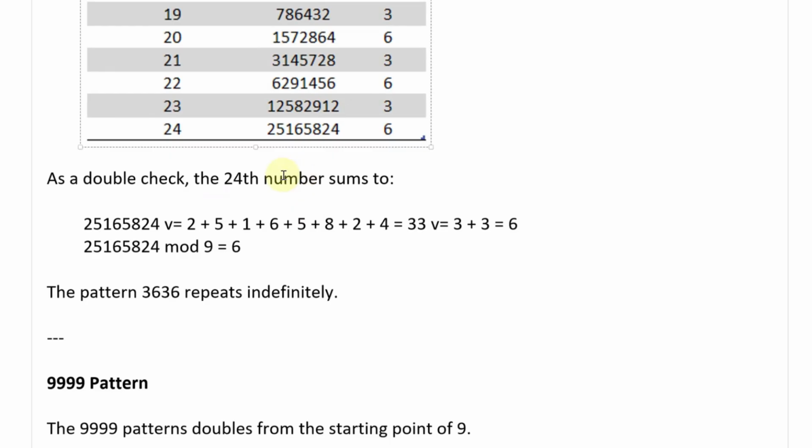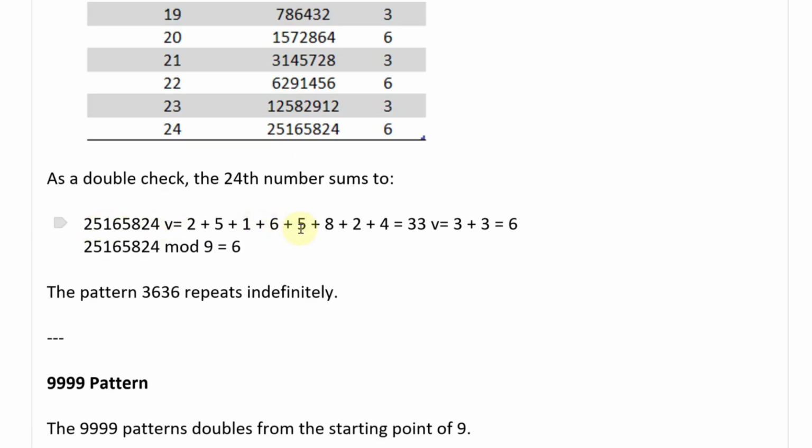And here's a double check of the 24th number, and it sums to, well, you start off. This is multiplying. These are doubling from the 3. So this number here is 251. Let's see how many 3s there are. 3 here. So 25,165,824. V equals 2. Add up every single digit.